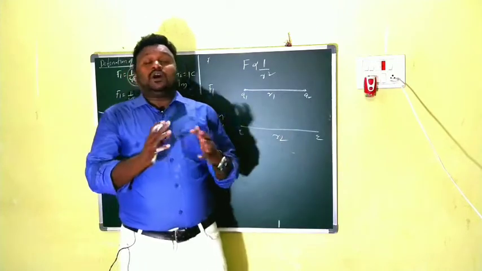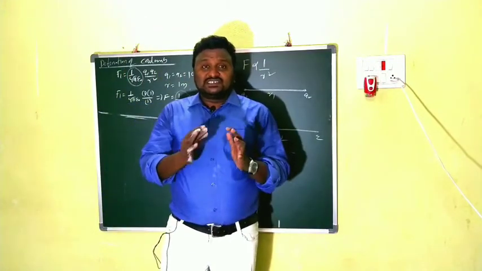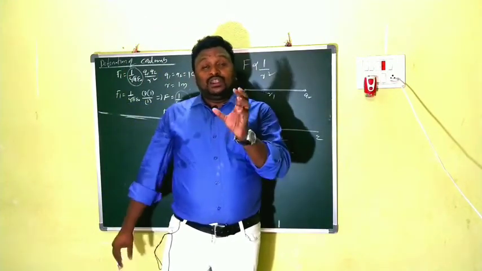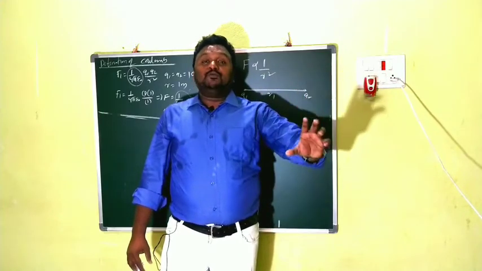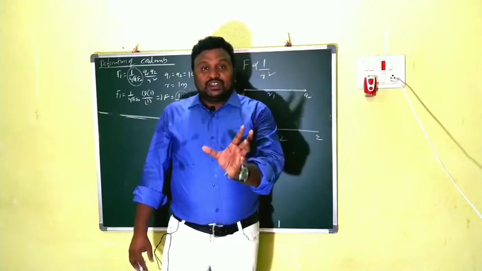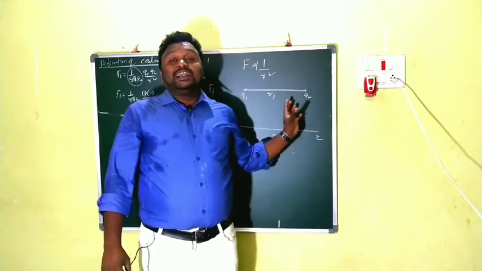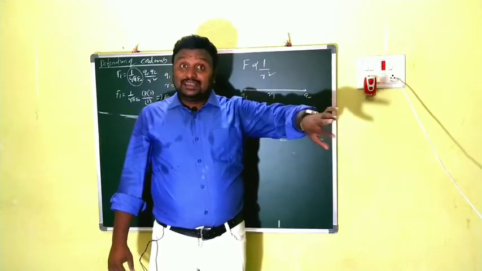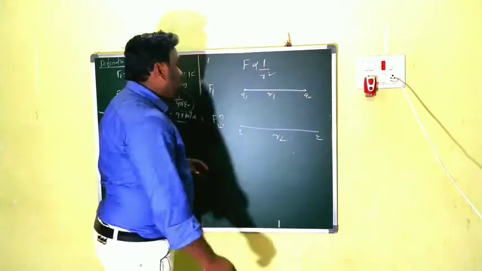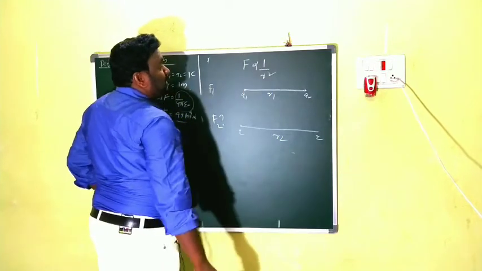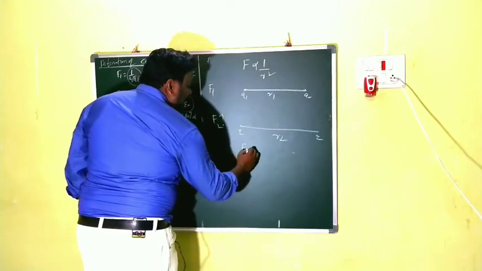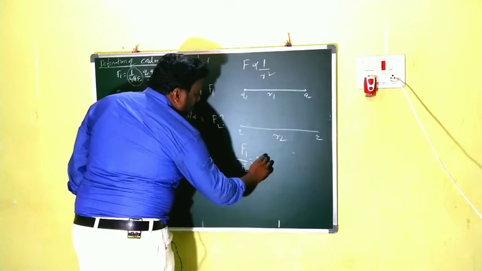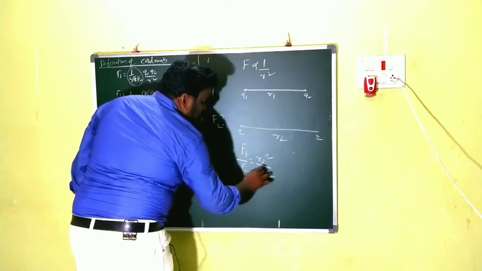So we are not talking about the magnitude of the charges. Simply, when two charges are separated by some distance, the force is 20 newtons. If the distance is doubled, what amount of force acts between those two? In that case we write the formula: F is proportional to 1 by R square. Then we can write F1 by F2 is equal to R2 square by R1 square.